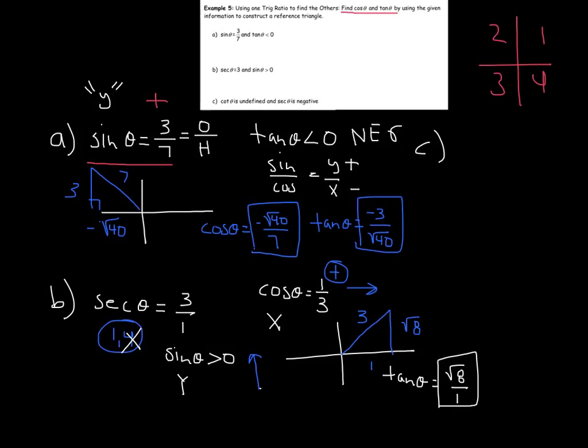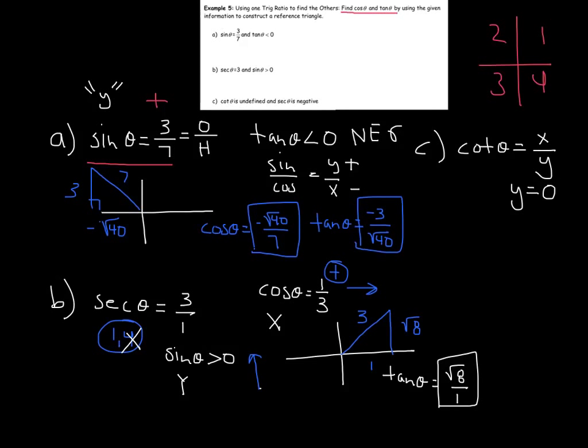Rushing through this. Cotangent is undefined, and the secant is negative. Okay, so cotangent is x over y. Remember, tangent is y over x, so cotangent is x over y. And so let's just think about this for a second. If the cotangent is undefined, then what does that mean? That means that you are dividing by 0. So that means the y value must equal 0 here.